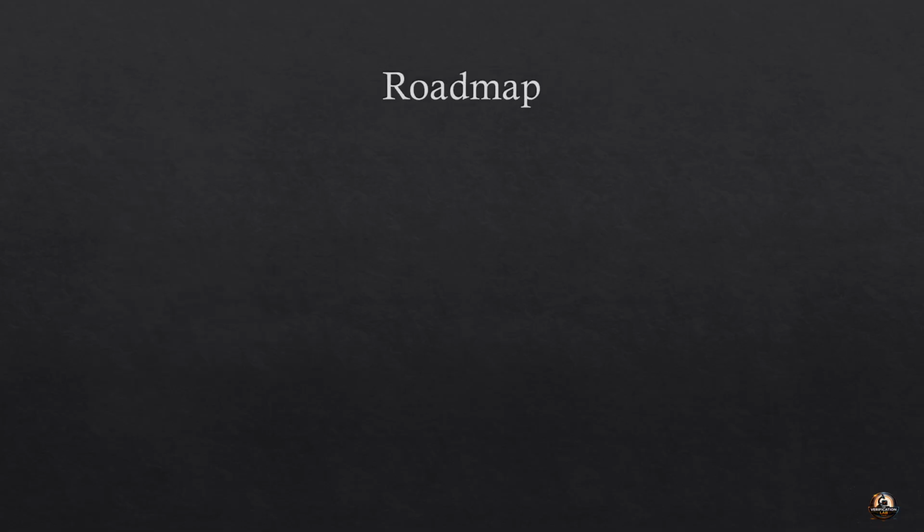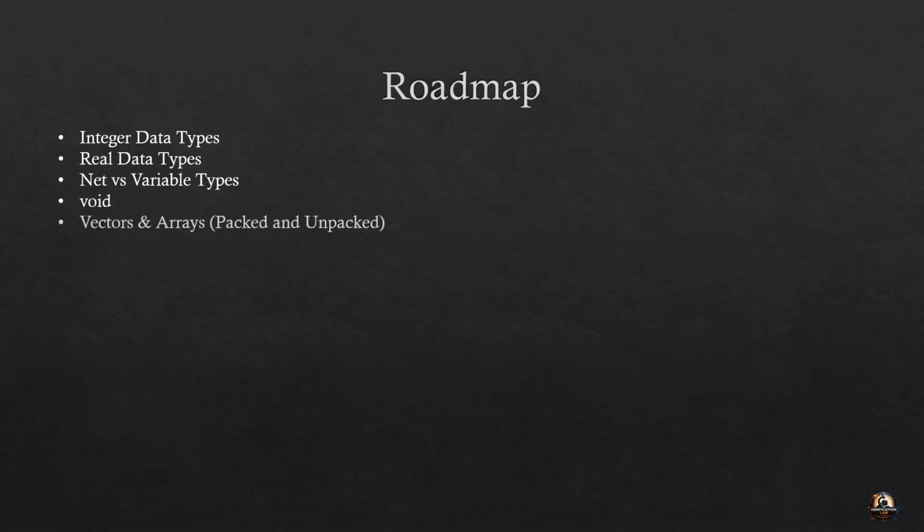Now let us see the roadmap for the data type series. We'll start with the integer data type. Then we will move to the real data type. Then we will see net versus variable type. Then we will see void. Then we will see vectors and arrays.